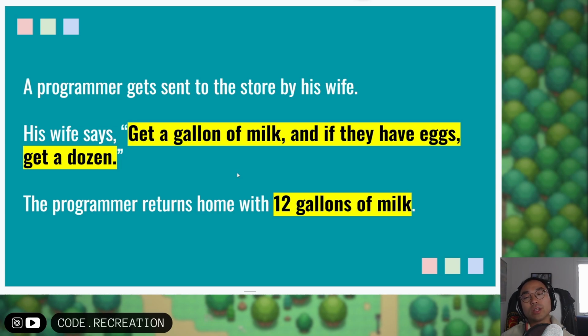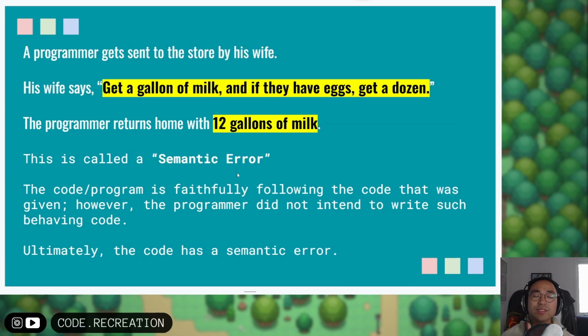Now, moving on to more types of error, I want to read you this little story. A programmer gets sent to the store by his wife. His wife says, "Get a gallon of milk, and if they have eggs, get a dozen." The programmer returns home with 12 gallons of milk. So this is called a semantic error.